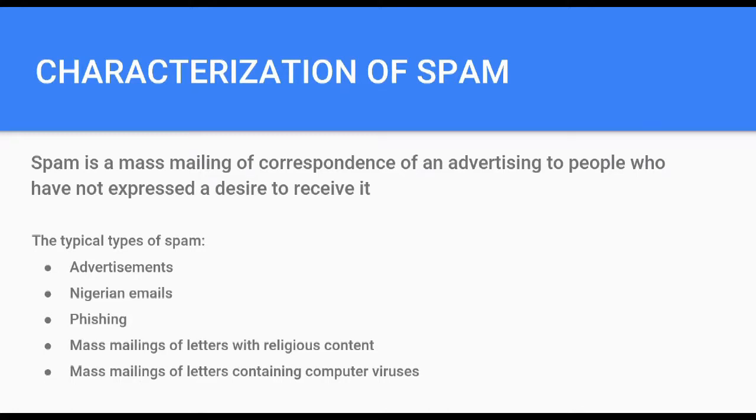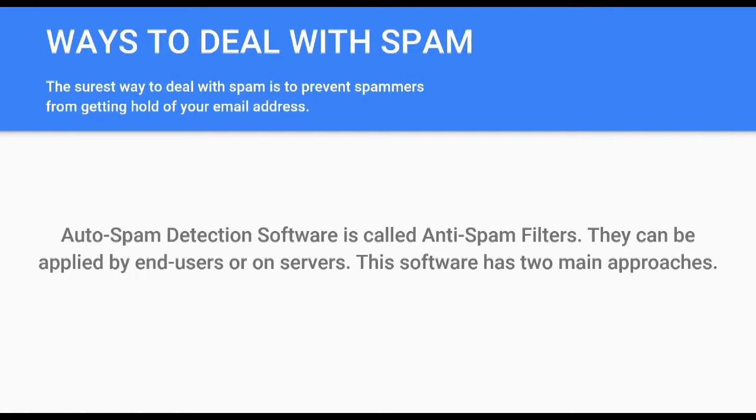So let's first talk about characterization of the spam. Spam is a mass mailing of the information to the people who have not expressed the desire to receive it. Here you can see some typical types of the spam: advertisement, Hungarian emails, phishing, and so on. So what are the ways to deal with spam?